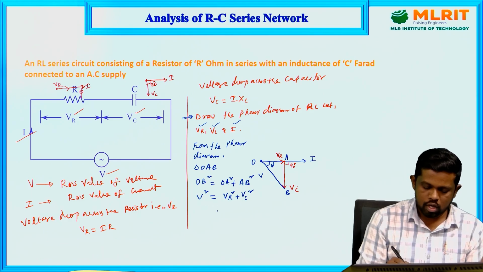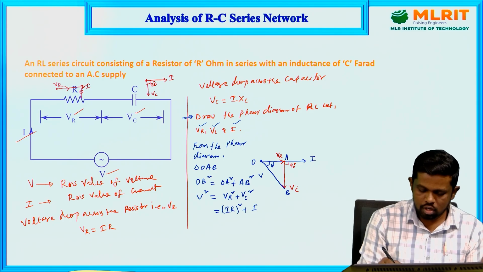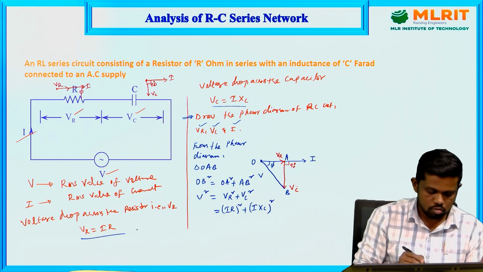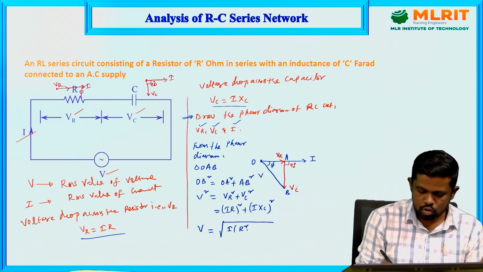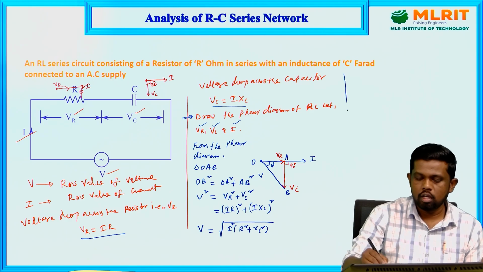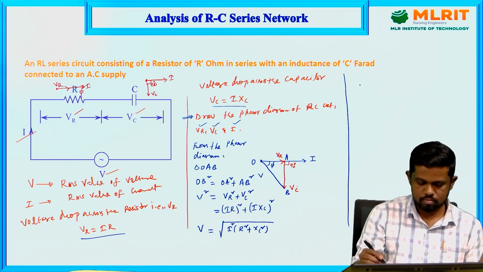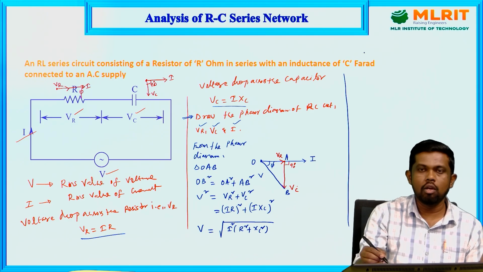We can also write this in terms of Ohm's law: I times R whole square plus I times XC whole square, because we have already determined these. Substituting the same values, we get the voltage of the circuit as I square times R square plus XC square. Now we need to write the current value separately.